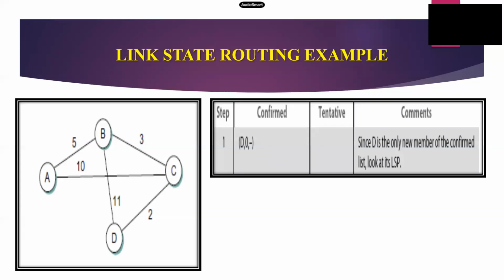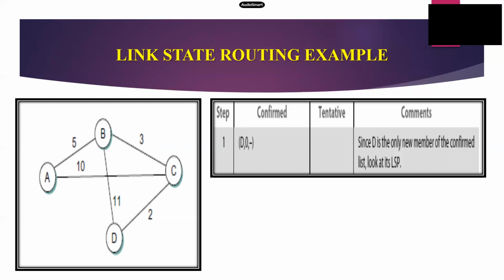So we have a table which contains four properties. One is step, another is confirmed, the third is tentative, and the fourth is comments. You can start from any node, so either A or B or C or D. For example, if I am starting with node D.